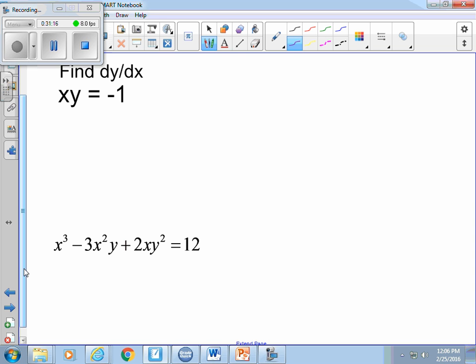Depends. So on that one, it's just a plain y. So the derivative of a plain y is just y prime. If it were y squared, that's 2y to the first times y prime.